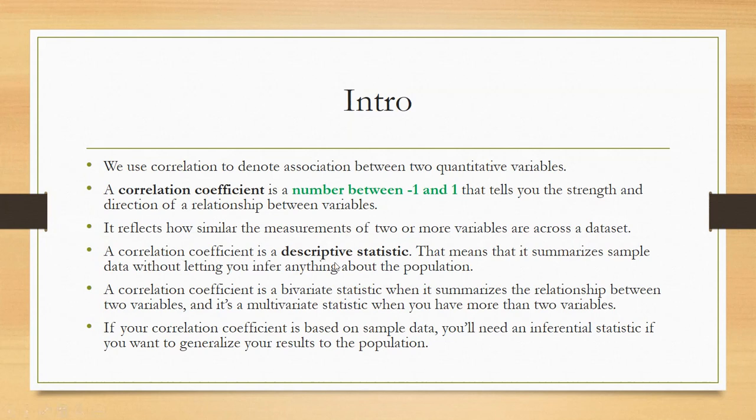And the correlation coefficient is a descriptive statistic if it is to summarize taking from the sample data. But if it is a relationship between two variables, it is called a bivariate statistic. And if it is more than two variables, it is a multivariate statistic, okay. And if it is based on the sample data, you need to do an inferential statistic to generalize the results to the population. All right.